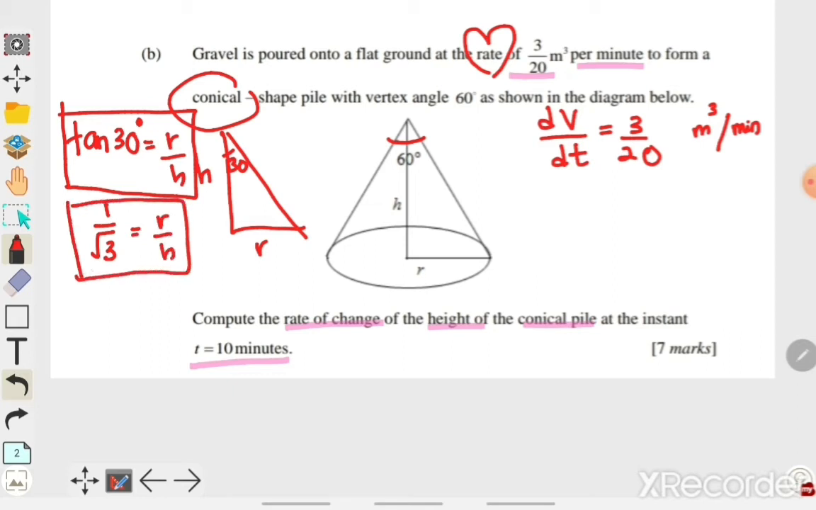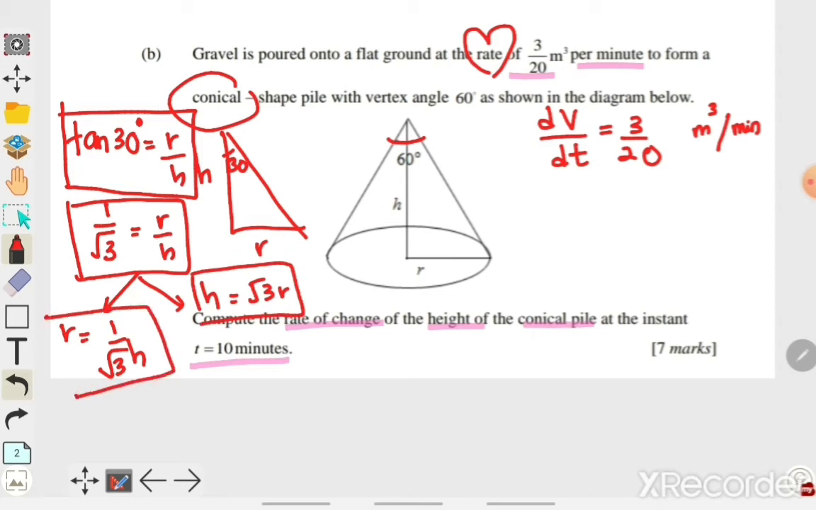From here, we can manipulate to have that r equals 1 over sec 3 times h, or we can have that h equals sec 3 times r divided by 1. So you can have either r in terms of h or h in terms of r. How to know which? Let's refer to this question: compute the rate of change of the height. The question requests the height.